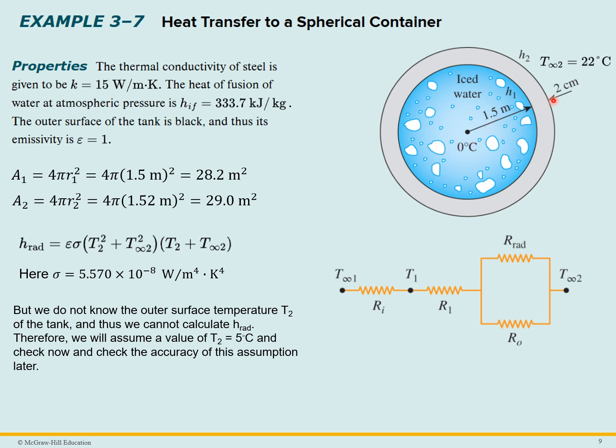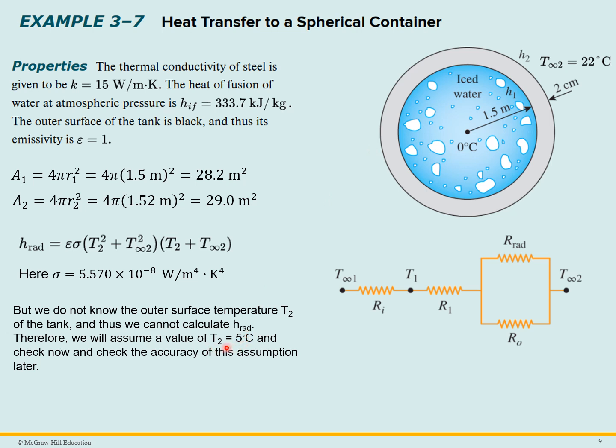Well, we know it's going to be closer to 0 degrees C than it is 22 degrees C. It's got to be somewhere between there. So our book picks a value of 5 degrees C, which is probably not a bad choice around that value.